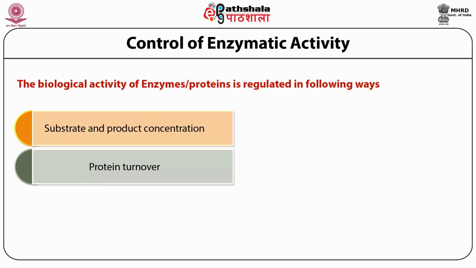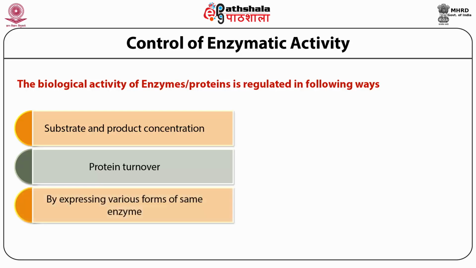And then the next is by expressing various forms of enzymes. Isozymes are those various forms. They have different Km values, and at different levels of substrate concentration they act differently, and sometimes they are expressed in different tissue types also. So based on the requirement, they are expressed in different tissue types, and then they act differently.